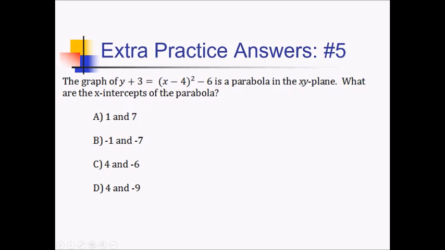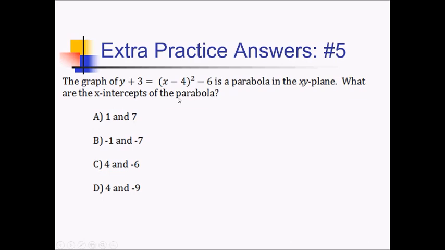For this problem, the graph of y plus 3 equals x minus 4 squared minus 6 is a parabola in the xy plane. Well, we can see that it will be a quadratic once we square this x here, so yeah, that makes sense. This is actually almost in vertex form for parabolas. We want to know the x-intercepts of the parabola. So you actually don't need to know anything about vertex form to find the x-intercepts.